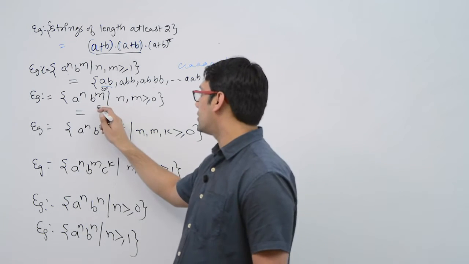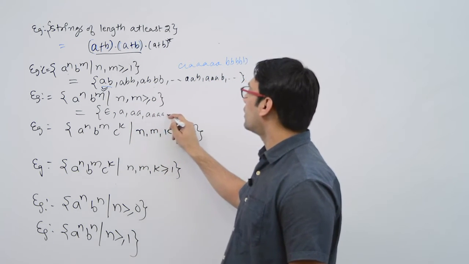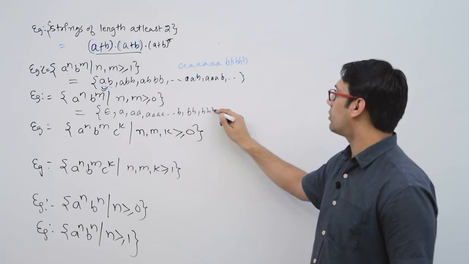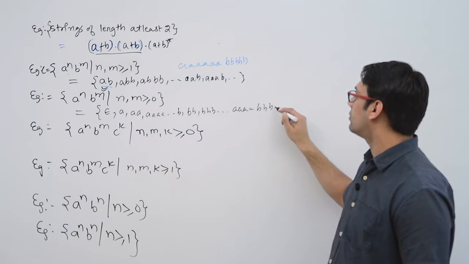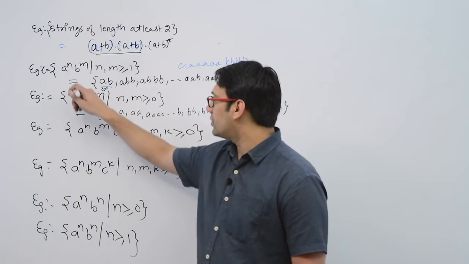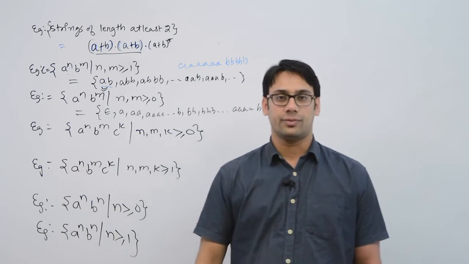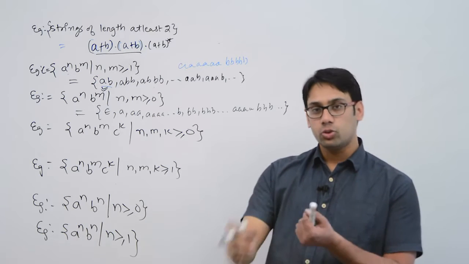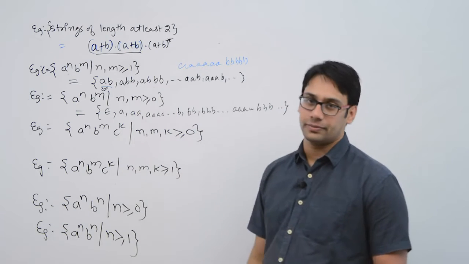So we can have epsilon, we can have a single a, aa, aaa or any number of a's, we can have a single b, bb, any number of b's, and so on. Or initially any number of a's and then any number of b's. The only difference between these two is that here n comma m can be greater than or equal to 0, and there n comma m should be greater than or equal to 1. That means in the above case at least one a or one b should be there. This creates a huge difference between these two languages. You can see there are many extra strings here which are not present there.